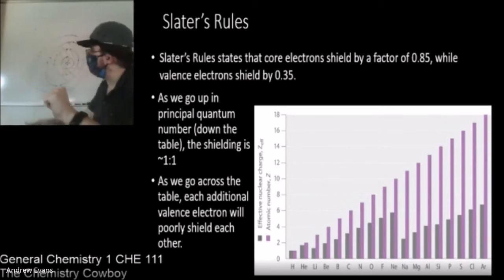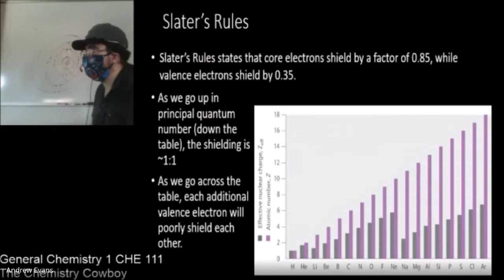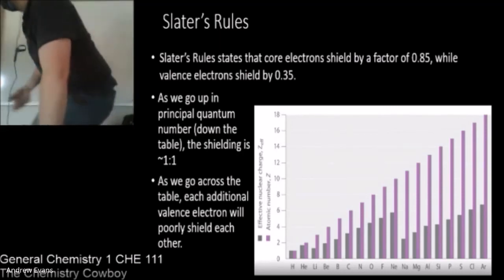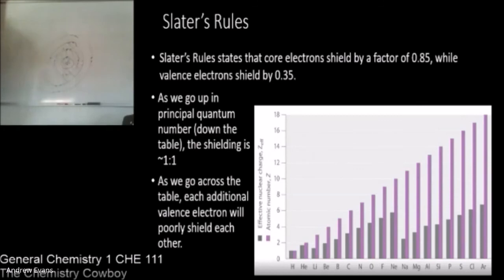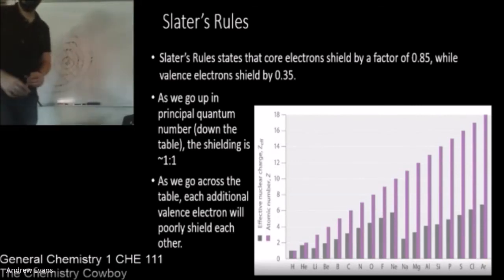So what we see is, in general, the Z effective goes up only slightly as we move down the table, but Z effective increases greatly across the table. You notice hydrogen is slightly below lithium. Lithium is below sodium. You can say sodium is going to be slightly below potassium. And we could see that trend.